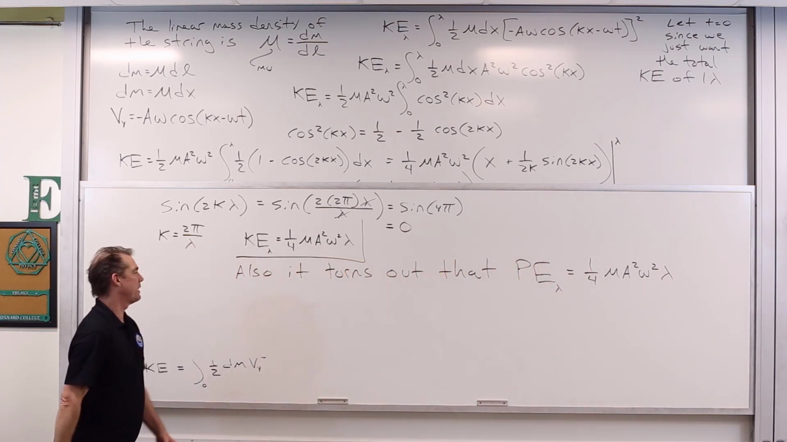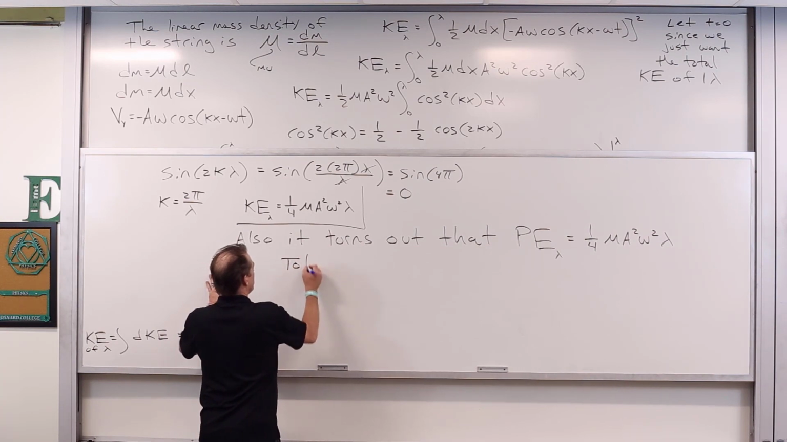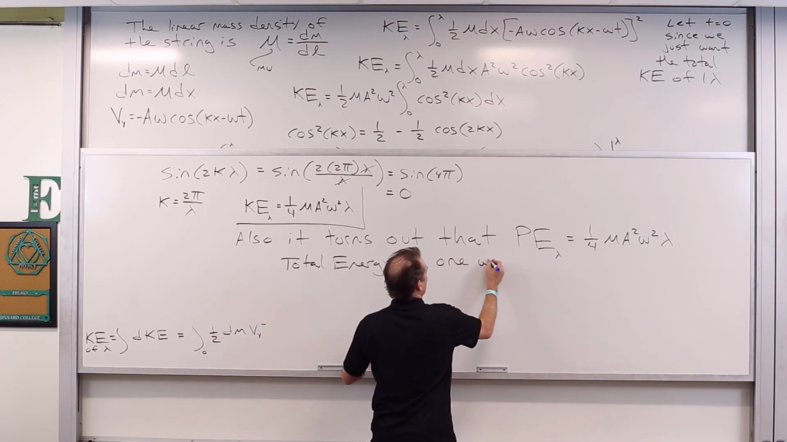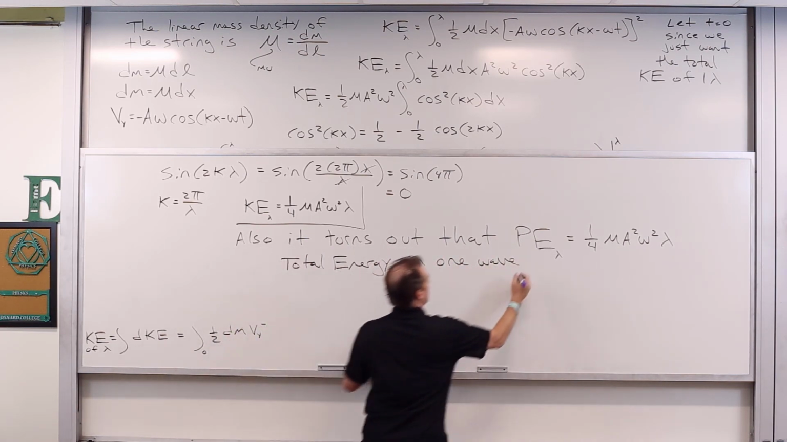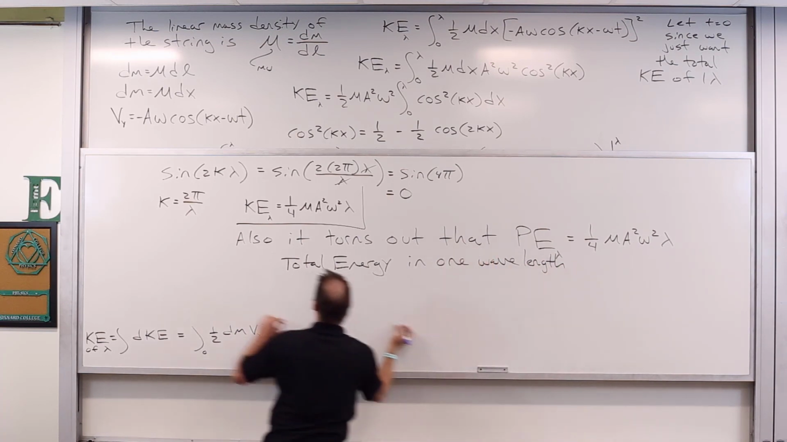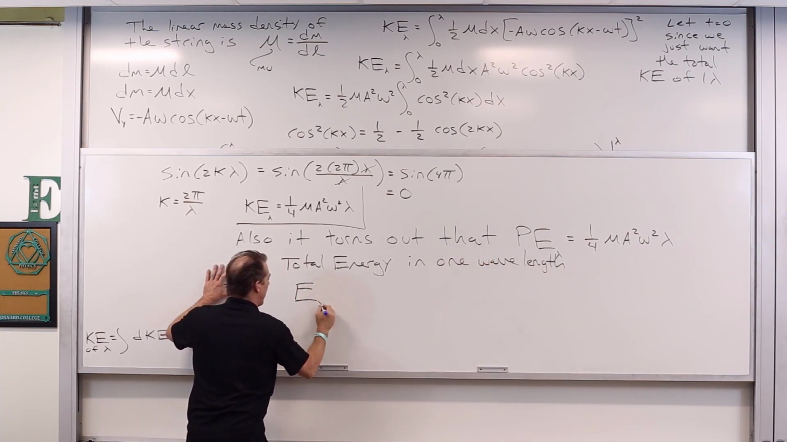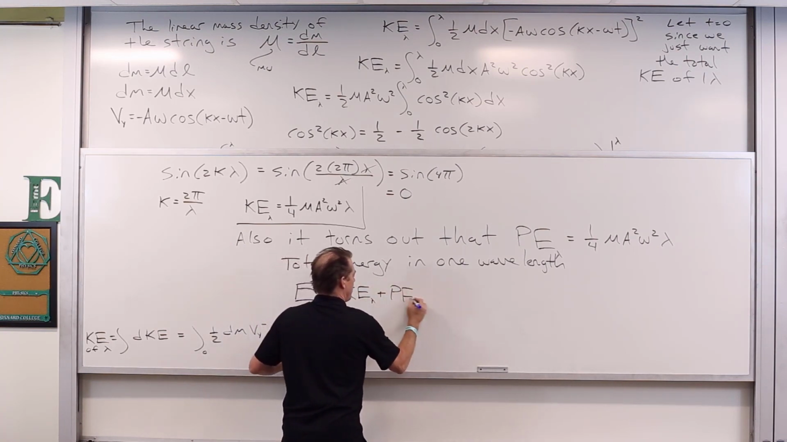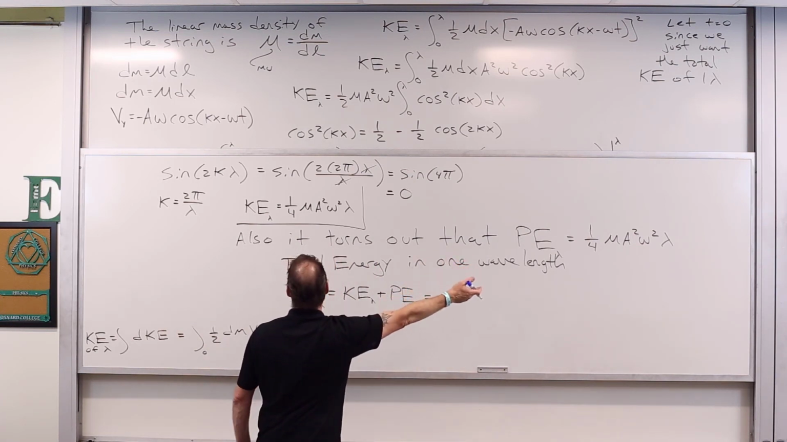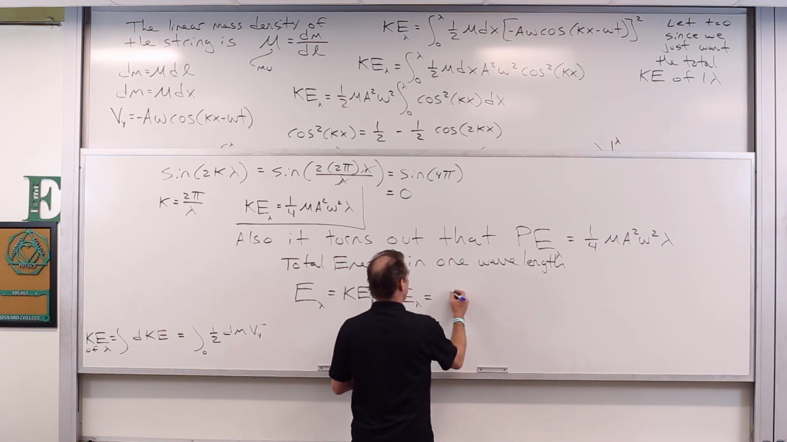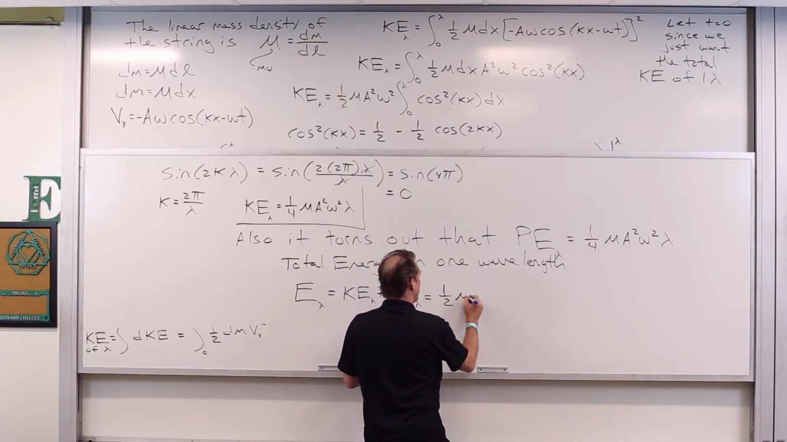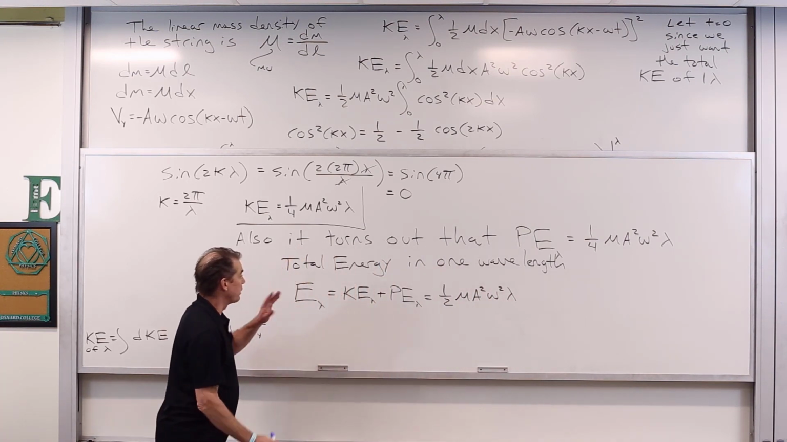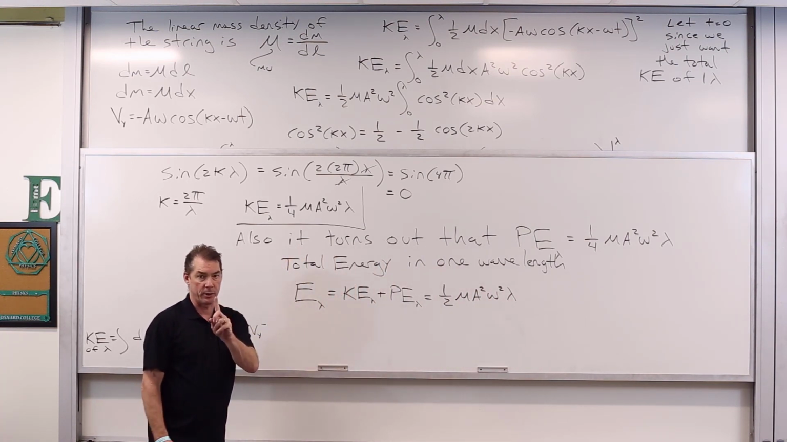So what do you end up getting with this? The total energy in one wavelength, E sub lambda, is equal to KE sub lambda plus PE sub lambda, which is 1/4 plus the 1/4 gives us the 2/4, which is the 1/2, which is 1/2 mu a squared omega squared times lambda. So there's the total energy in one wavelength.